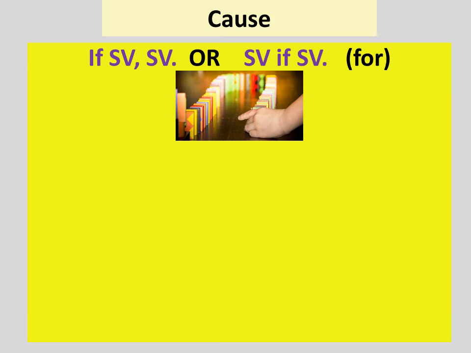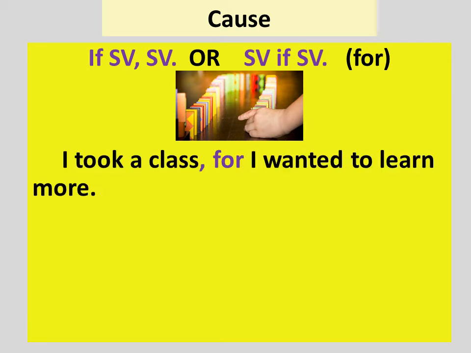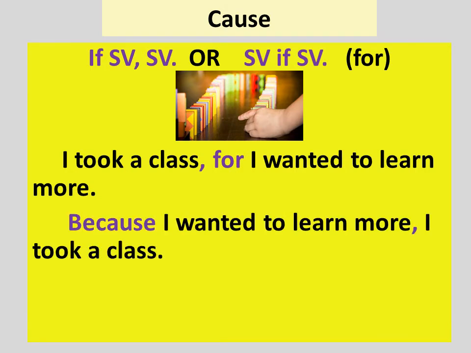So for cause, with our coordinating conjunctions, we have that strange word for that I don't recommend that you use. So just remember our formulas. If subject verb, comma subject verb, or subject verb if subject verb. So if I said I took a class for I wanted to learn more, I wouldn't really say that. We just don't speak that way anymore. But the word for is like the word because. And if I put it at the beginning of the sentence, because I wanted to learn more, I need a comma. Okay? Because I wanted to learn more, comma, I took a class.